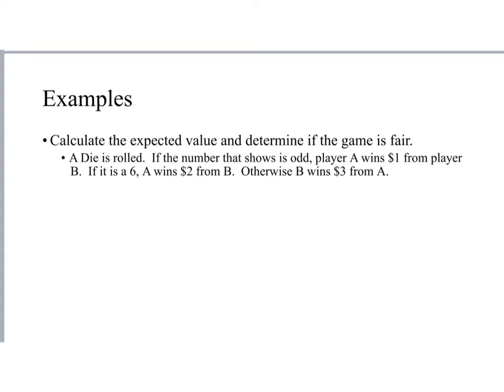Another example: calculate the expected value and determine if the game is fair. A die is rolled. If the number that shows is odd, player A wins $1 from player B. If it's a 6, A wins $2 from B, and otherwise B wins $3 from A. Again, I'm going to do this in terms of player A. So we're going to have our events, our gain-loss, our probability. One event here is the die being odd. If it's odd, player A wins $1. And the probability of it being odd is 1/2.